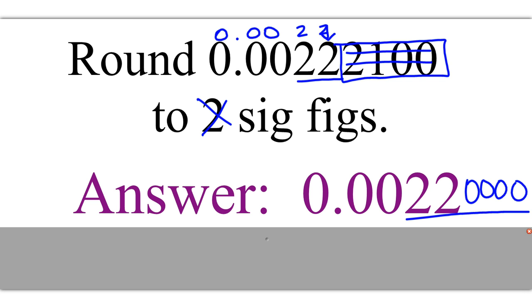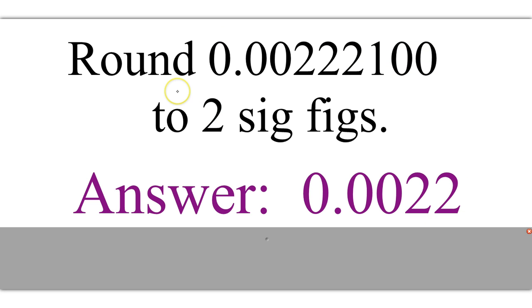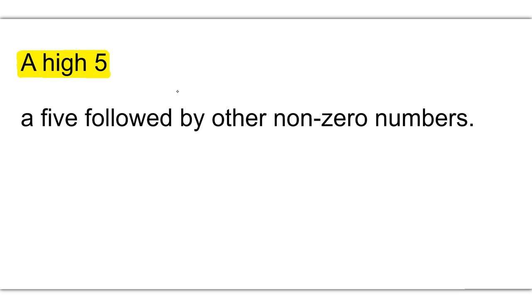So the answer is only 0.0022. So remember, a high 5 is a 5 followed by other non-zero numbers. So here we want to round this to two significant figures. Remember, these zeros are leading and not significant, but we still have to keep them. So we'll have 0.000, and then these are the two numbers I'm trying to decide. Do I round them up or keep them the same?